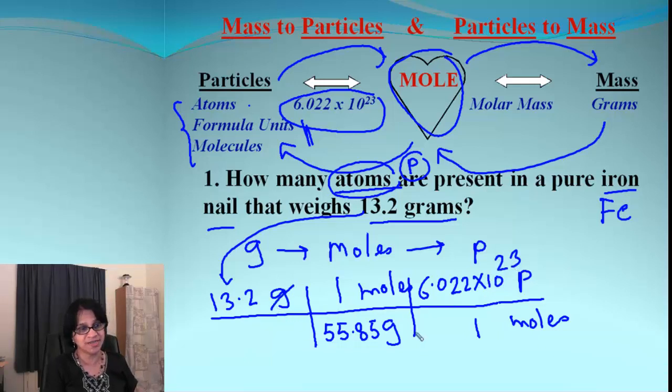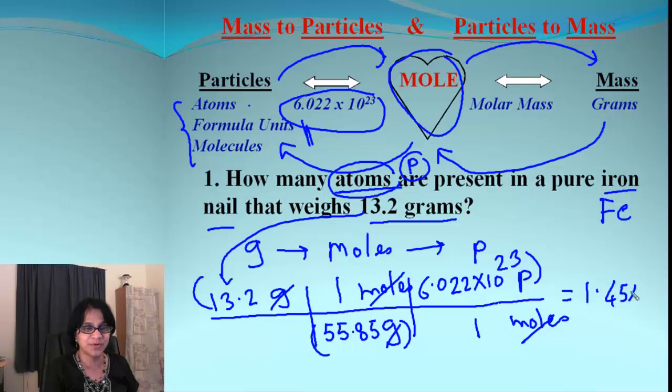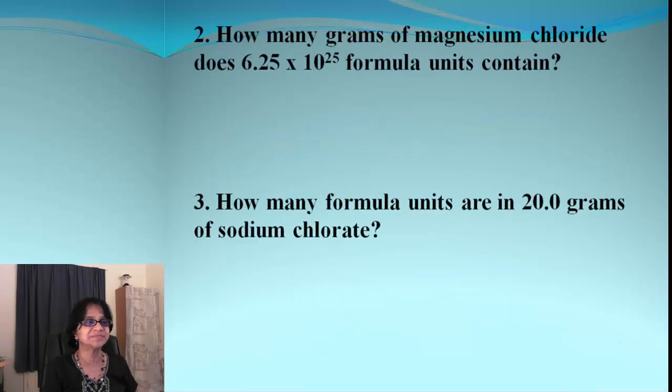Then cancel off the units which are common, and then you simply multiply the numerator and divide by what we have in the denominator, and your final answer is 1.45 times 10 to the 23rd. So many atoms or particles in this case. Okay, that wasn't difficult, right? Let's do some more problems.